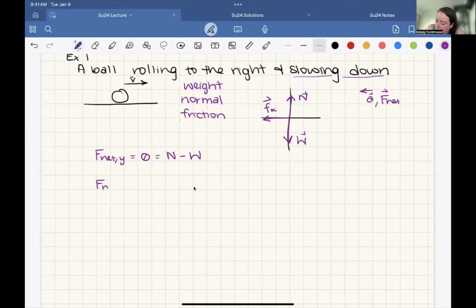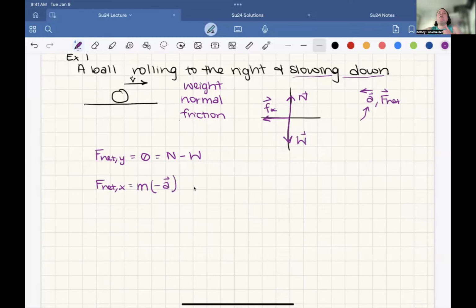So net force in x. This time we know there is acceleration in the x direction. We drew it; it's in the negative x direction. So that tells us this is not equal to 0. It's equal to mass times acceleration. But I'm going to do something important here. First I'll write mass, but this acceleration is in the negative x direction. It's negative. So negative acceleration.